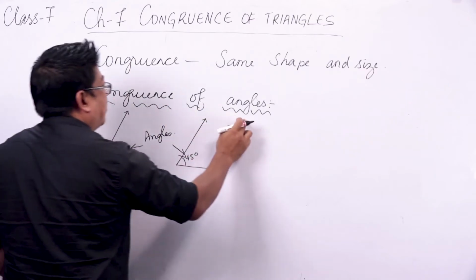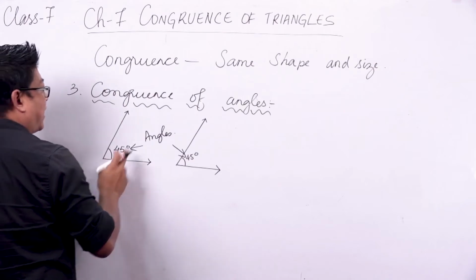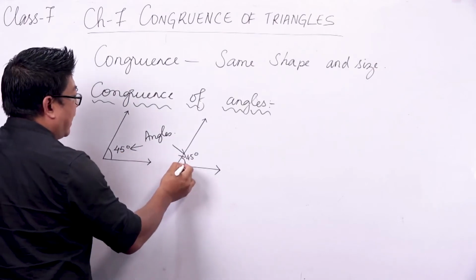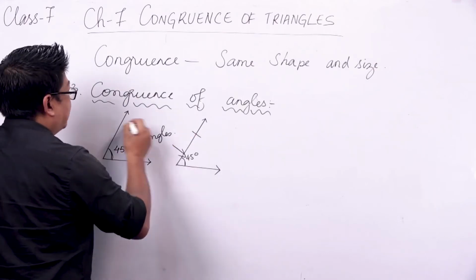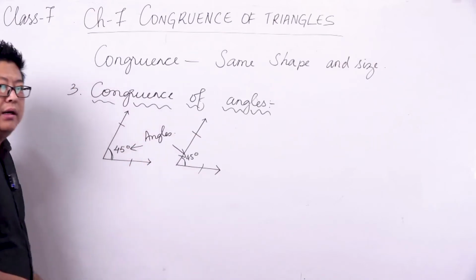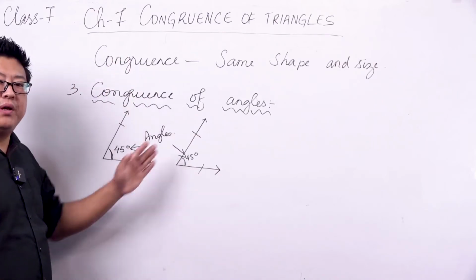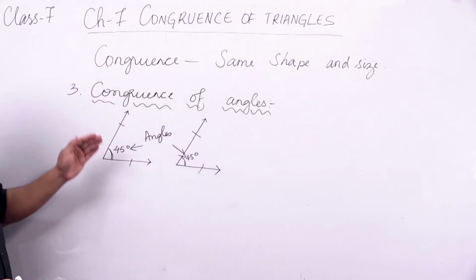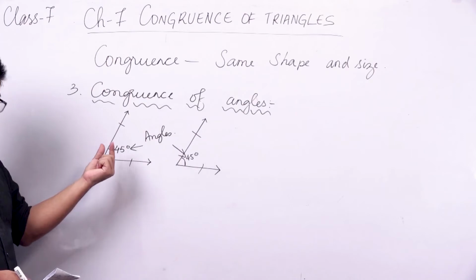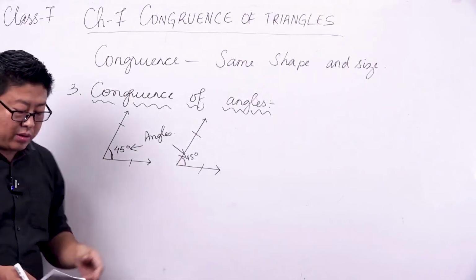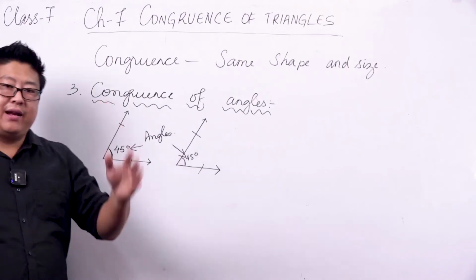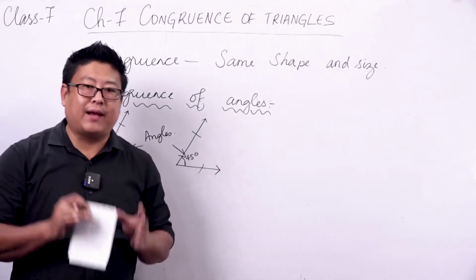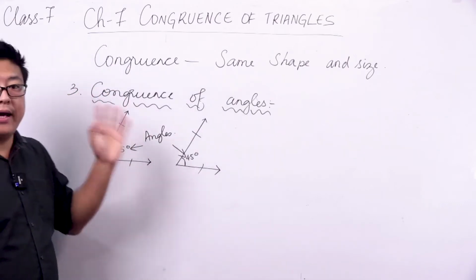When we are checking congruency of angles, we will consider only the angles. These arms do not matter. Whether they are long, short, big, it does not matter. We will just be dealing with the angle. Okay, children? So this is all about congruency of plane figures, congruency of line segments, and congruency of angles.